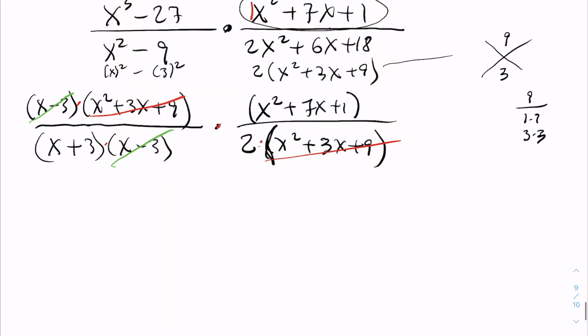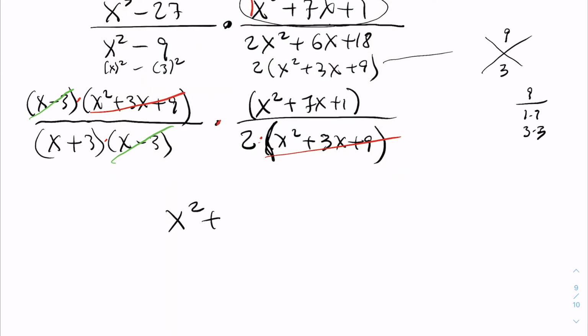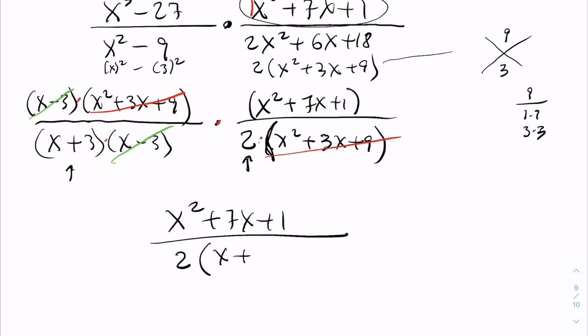Up top I see an x squared plus 7x plus 1, yeah, right there. Down below I see a 2, that's going to be easy to forget, but don't do it. 2 times the quantity, and then we've got our x plus 3. There it is. X squared plus 7x plus 1 all over 2 times the quantity x plus 3.